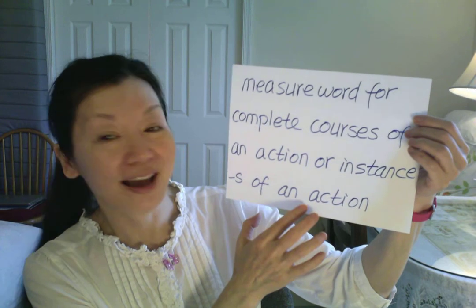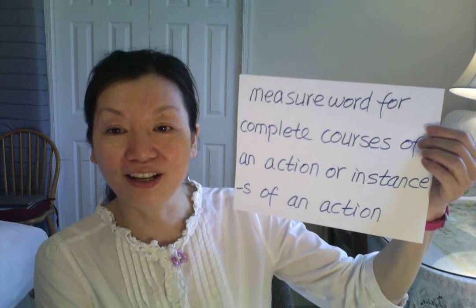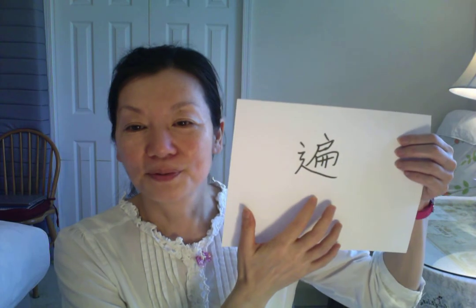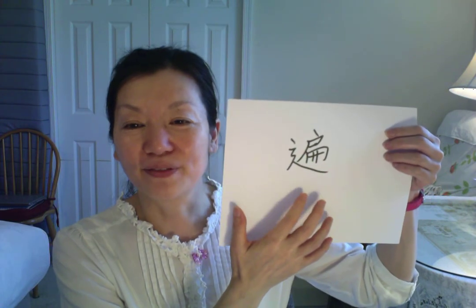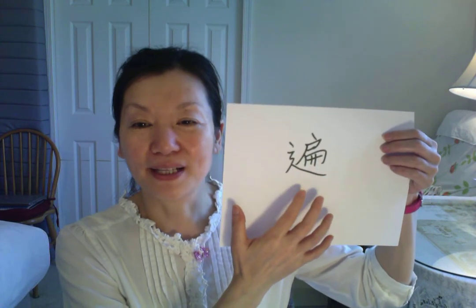Okay, let me see the next one here. Major word for complete causes of an action or instance of an action. It's right here. In Chinese, we say 起落 变. Major word 变. One more time. Okay, let's check the pinyin here. 变. Major word 变.